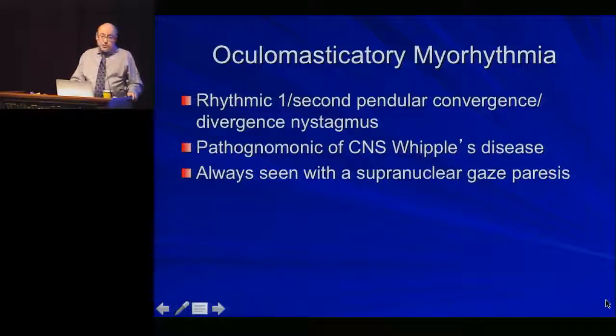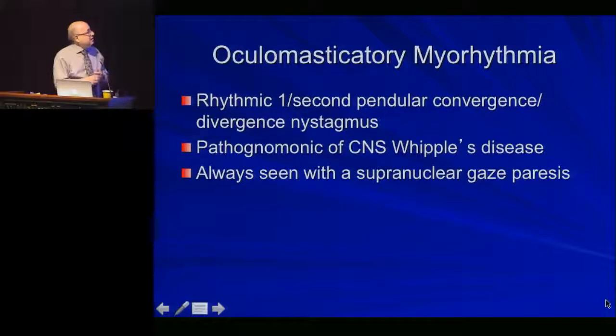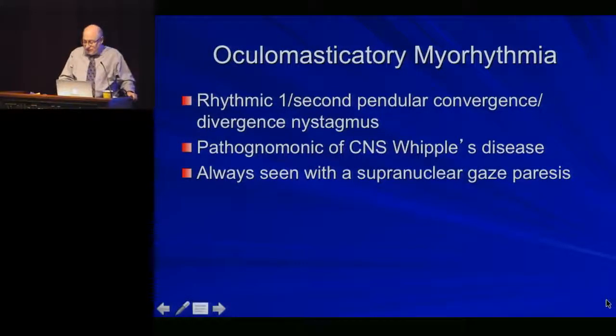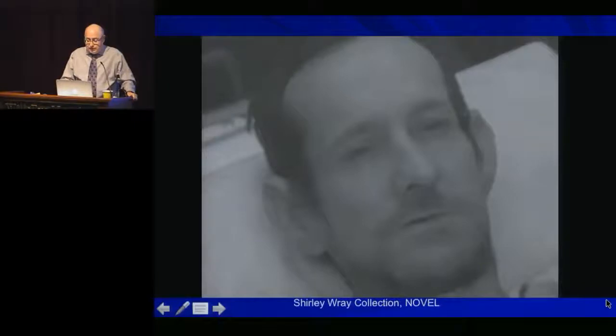Another very unusual and rare thing is called oculomasticatory myorhythmia. So this is a rhythmic, 1 per second, pendular convergence and divergence nystagmus, which is pathognomonic of CNS Whipple's disease. And they always have an associated supranuclear gaze paresis, so they can't move in many directions. So here's a patient.